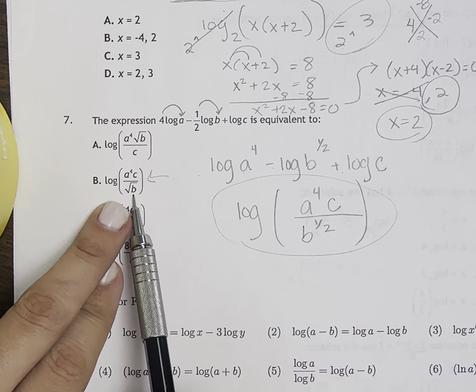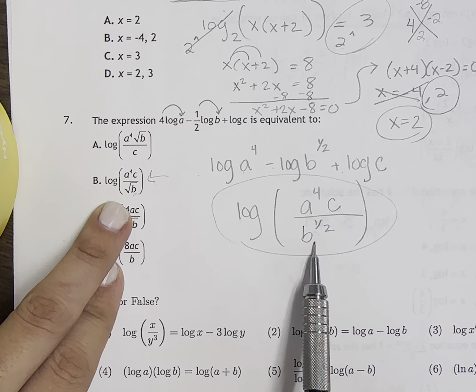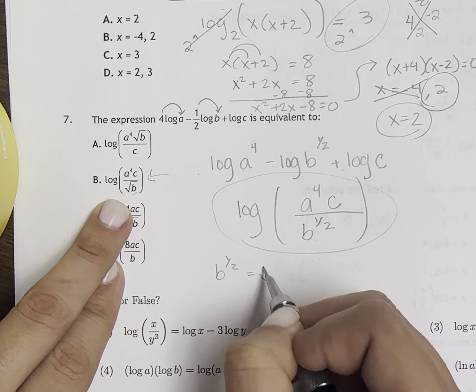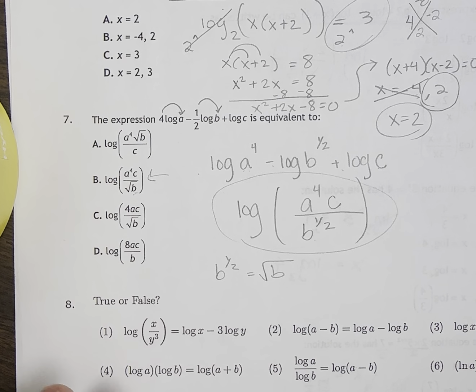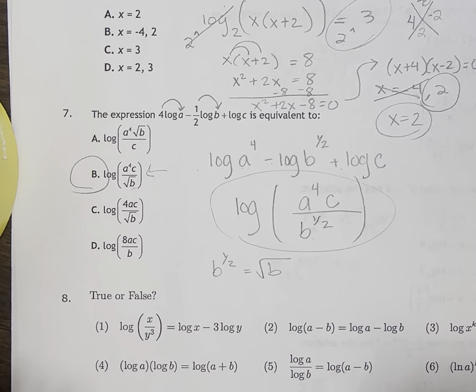But I'm a little thrown off. There's a square root of b on the bottom, and I have b to the 1/2. If only these were the same thing. Oh, wait a minute. They totally are. We're good. We're totally good. This is the answer. Okay?